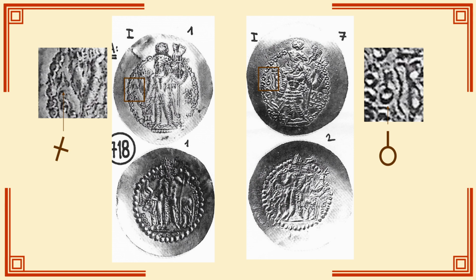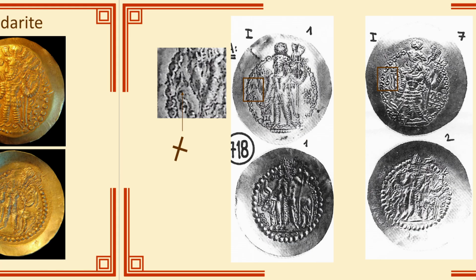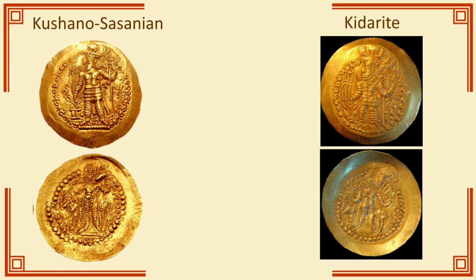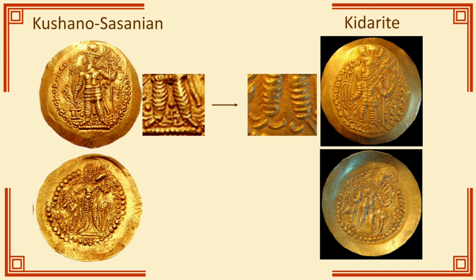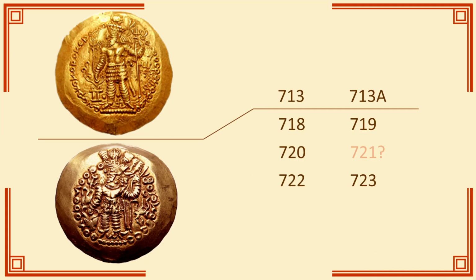Gobl's main method was one of typological affinity. This group of coins was issued in the name of the Kushan ruler Vaharan, but by the Kidarites. So between the issues of the Kushanshahs and the issues of the Kidarites in their own names, Kushano-Sasanian coins consistently feature a swastika between the king's legs. Kidarite coins do not. So by affinity, it makes much more sense for those coins with a swastika in the period that falls in between, 713 and 713A, to precede those without.